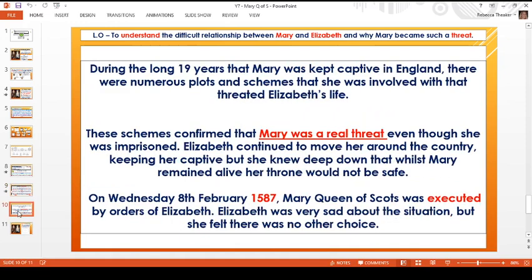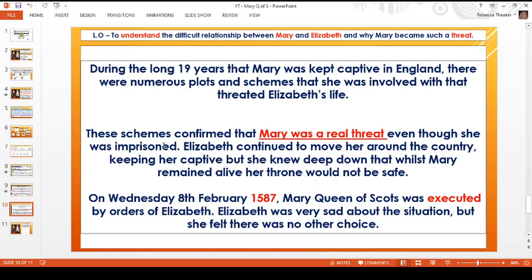So this is what happens in the end. Elizabeth keeps Mary in prison for 19 years. But during those 19 years, there were numerous plots and schemes that Mary Queen of Scots was involved in an attempt to kill Elizabeth and take the throne from her. These schemes confirmed that Mary was a real threat. Even though she was in prison, she was still trying to kill Elizabeth. Elizabeth continued to move her around the country, keeping her captive, but she knew deep down that whilst Mary remained alive, her throne was not safe.